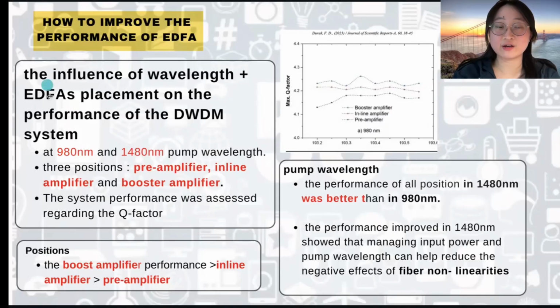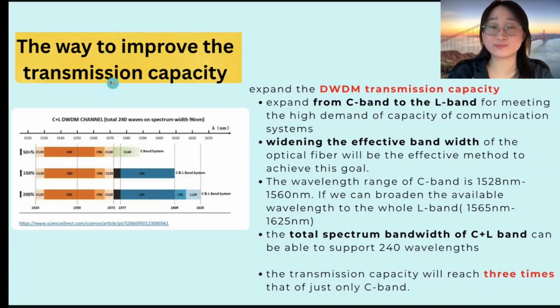The second one is the pump wavelength and the EDFA placement based on the performance of the DWDM system. Here we have 980 nm and 1480 nm pump wavelengths, and three positions: pre-amplifier, inline amplifier, and booster amplifier. According to the result in this graph, the booster amplifier performs better than the inline amplifier, which is also better than the pre-amplifier. As for the pump wavelength, the performance at all positions with 1480 nm was better than with 980 nm.